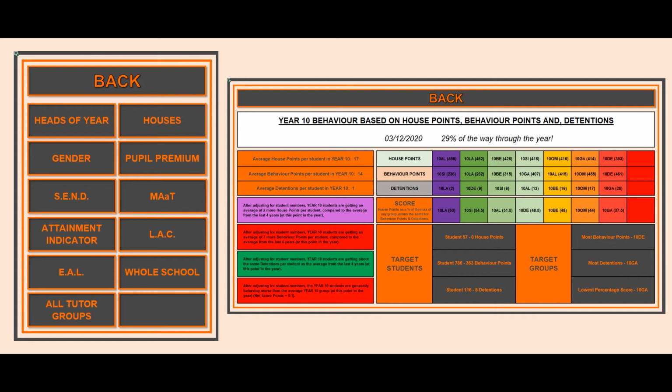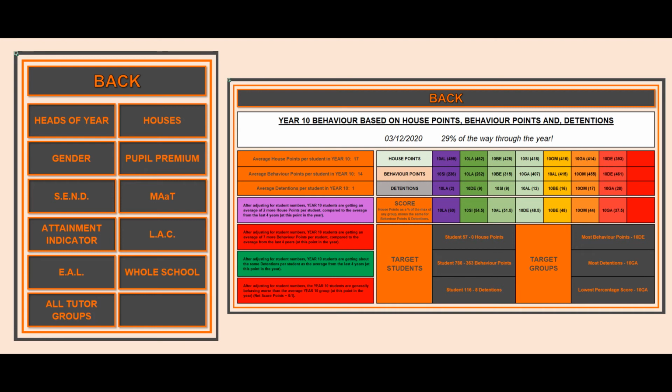On the left, this particular box is purple because it states that after adjusting for student numbers, Year 10 students are getting on average 2 more house points per student compared to the average of the last 4 years, and that is at this point in the year. Now I know that's a mouthful, but when you break that down, what we're saying is the current Year 10 students are getting more house points than Year 10 have done in the past.